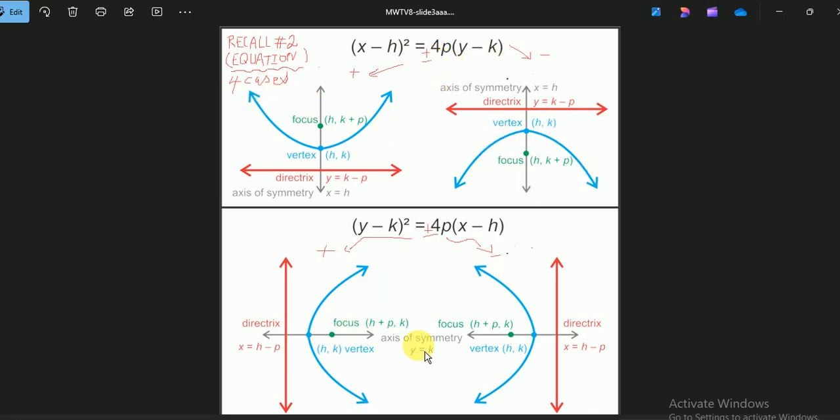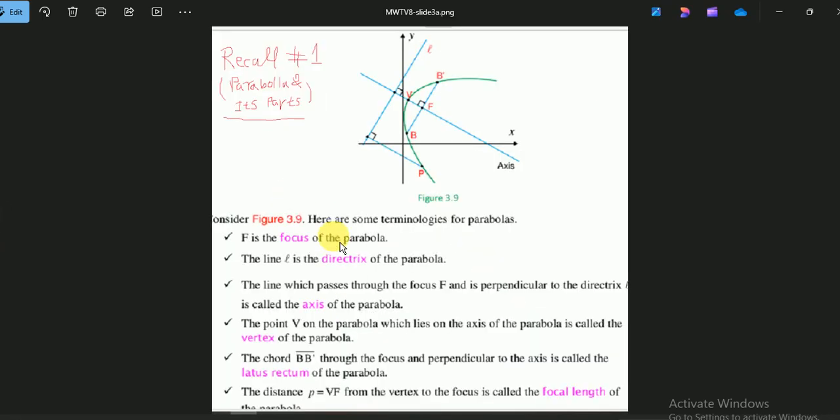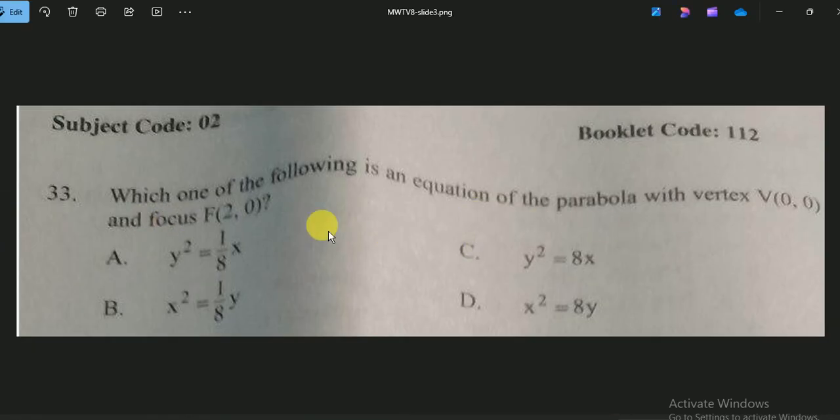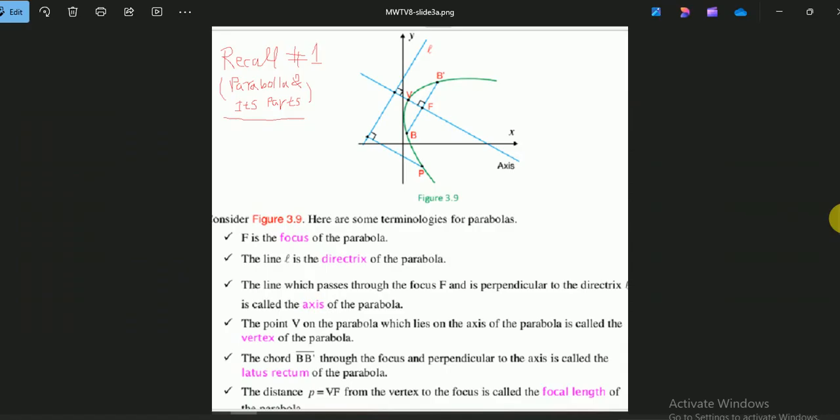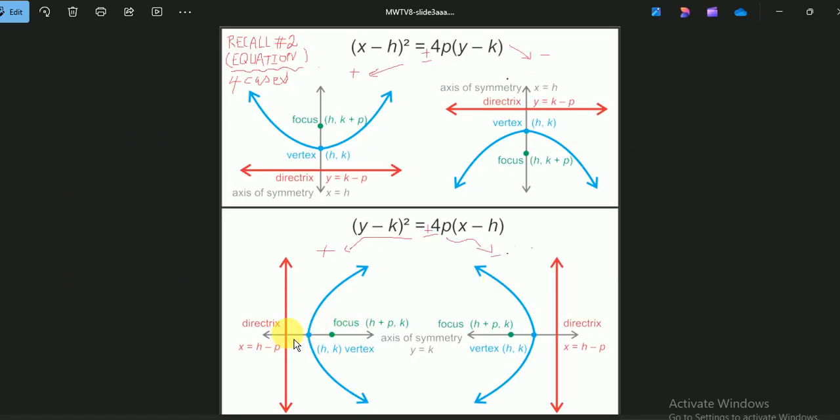Similarly, formula for horizontal parabola, if the vertex is h, k, the formula is y minus k squared is equal to plus or minus 4p times x minus h. Plus if it is a right parabola, minus if it is left parabola. In our case, the vertex is at 0, 0, and the focus is at 2, 0. This shows that the parabola is horizontal and right. Vertex at 0, 0.